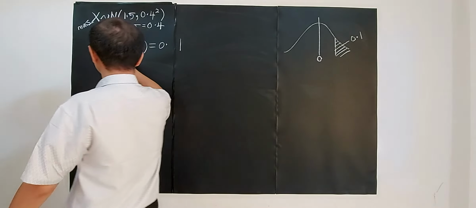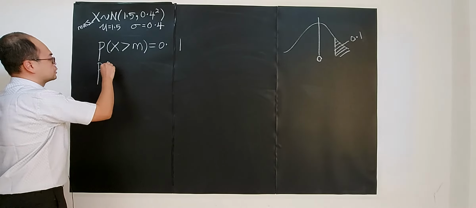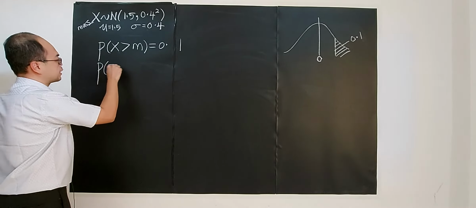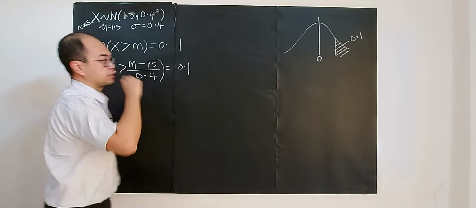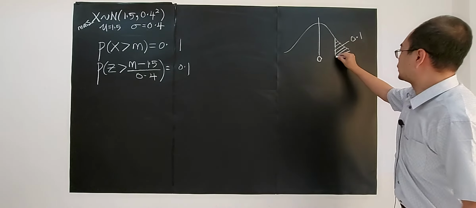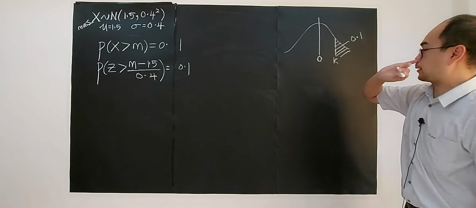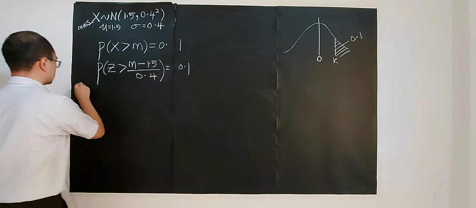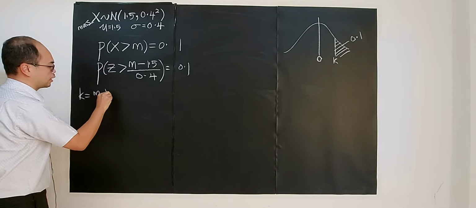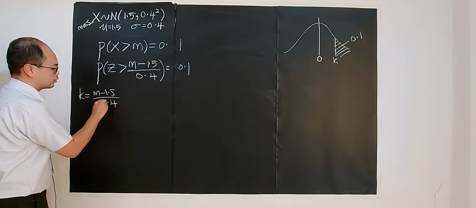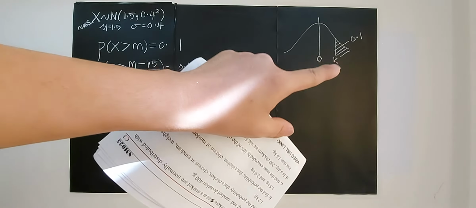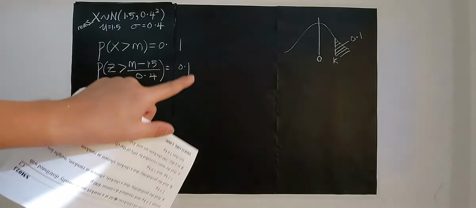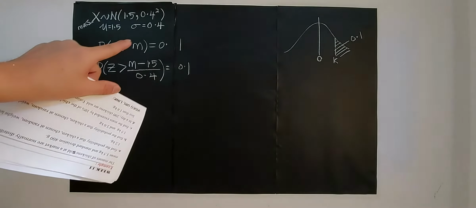Before that, you have to convert this to a standard score first. So Z greater than (M minus 1.4) divided by 0.4, which is 0.1. I can let this value be k. So the value of k will be (m minus 1.4) divided by 0.4. K should be here. Why? It's only 10%, 10% of the chickens exceed the mass m.